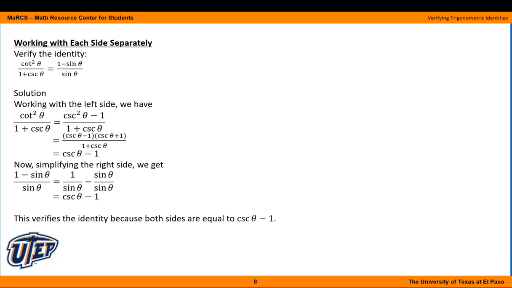Now we turn to the right side. Separating the fraction into 2 terms gives 1 over sine theta minus 1. Recognizing that 1 over sine theta is cosecant theta, we again obtain cosecant theta minus 1. Since both sides simplify to the same expression, the identity is verified. This approach can be particularly useful when neither side clearly simplifies directly to the other.